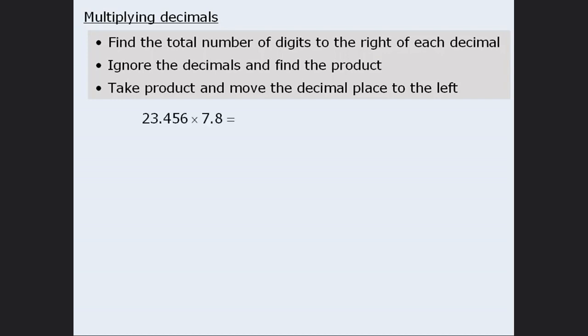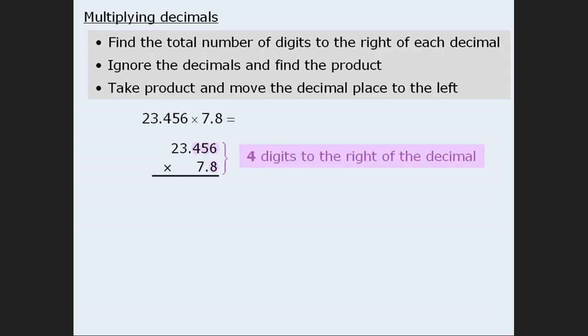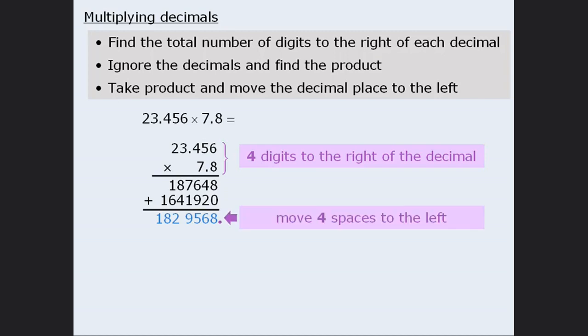Alright, let's now apply this to the following product. First, observe that there is a total of 4 digits to the right of the decimals. At this point, we can ignore the decimals and find the product. Now at the moment, the decimal place is right here. Since we originally had a total of 4 digits to the right of our decimals, we must now move this decimal place 4 spaces to the left, 1, 2, 3, 4, to get the following product.